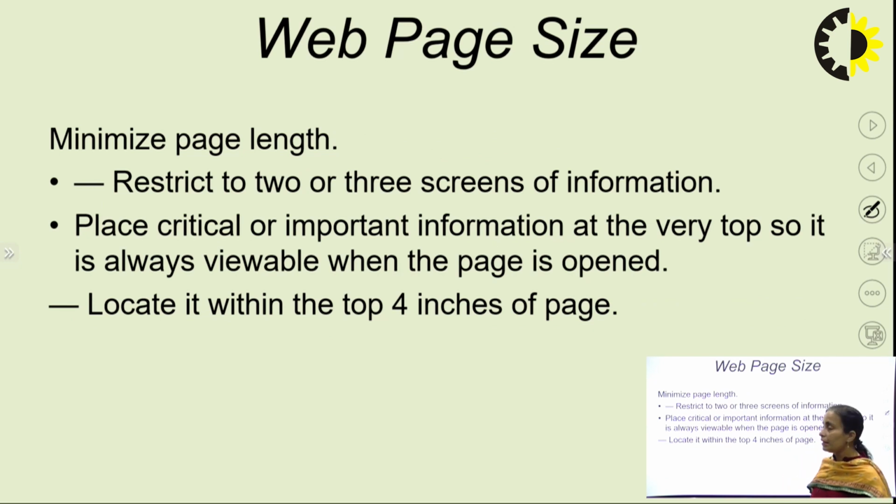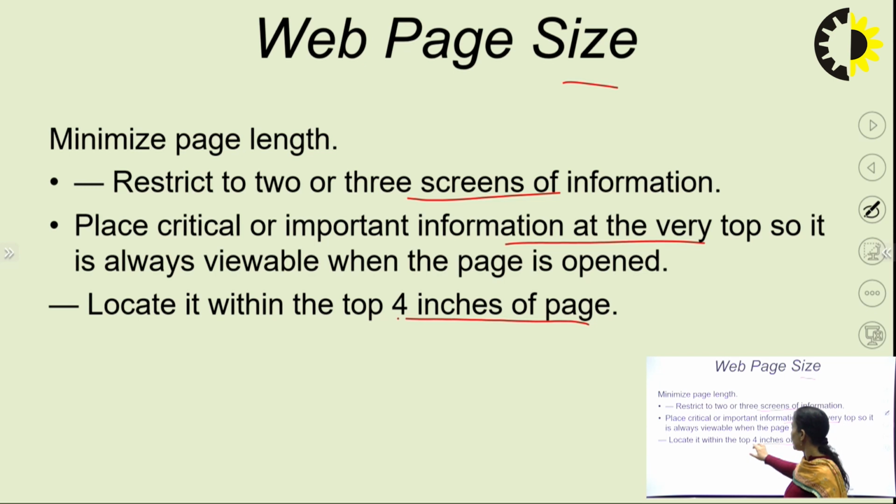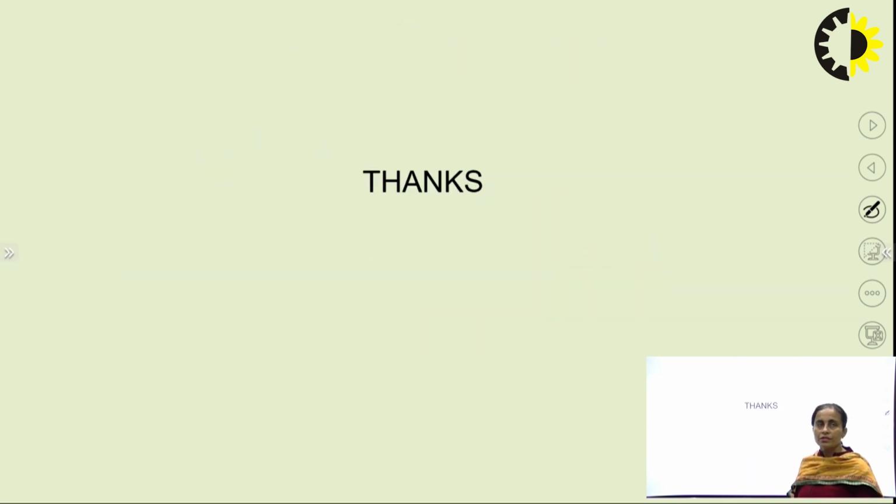Then comes what web page size should be kept. Minimum page length means we should restrict it to 2 or 3 screens of information. We should place critical and important information at the very top, so it is always viewable when the page is opened, and we should locate it within the top 4 inches of the page.